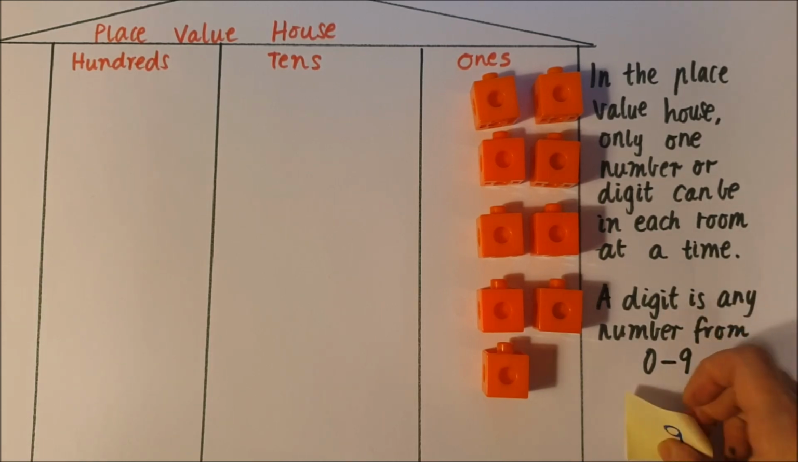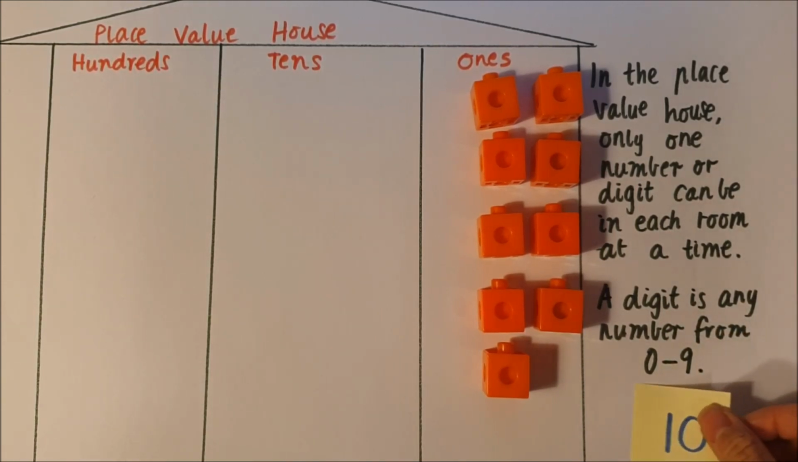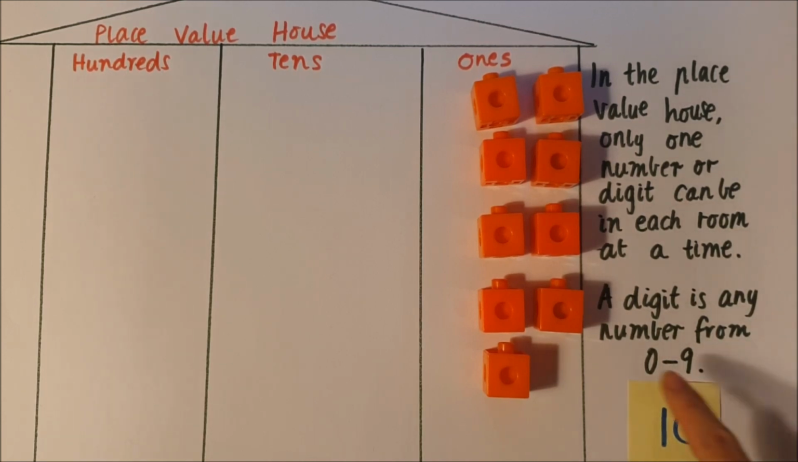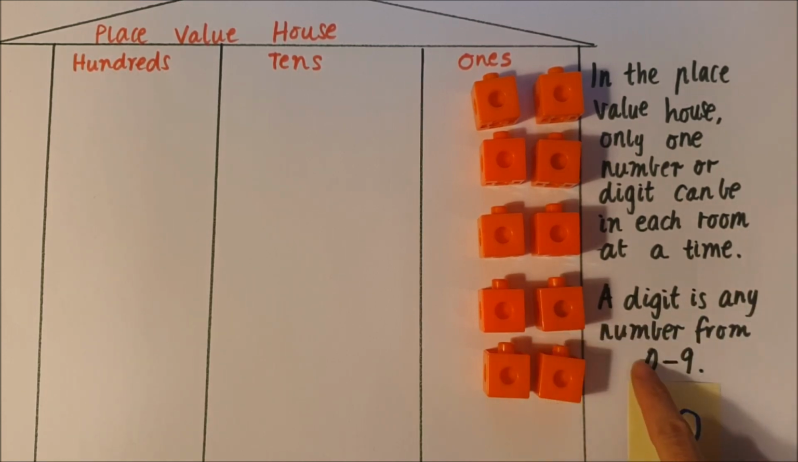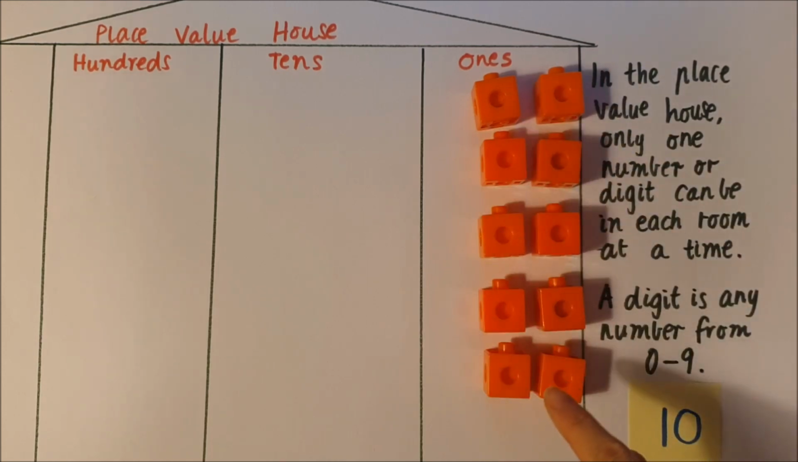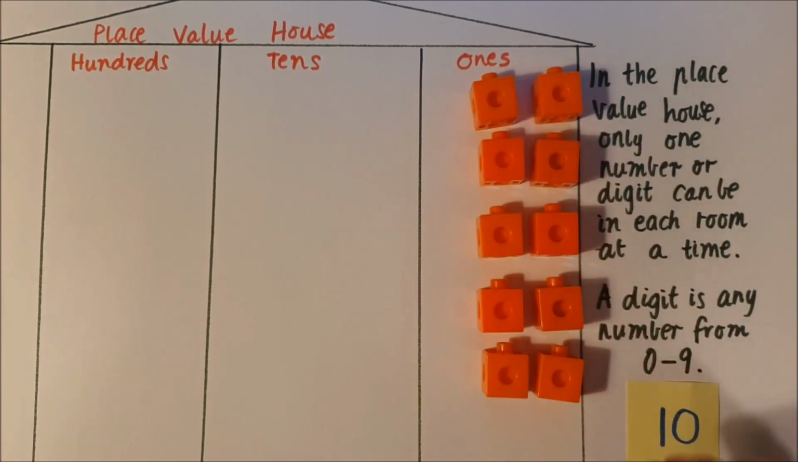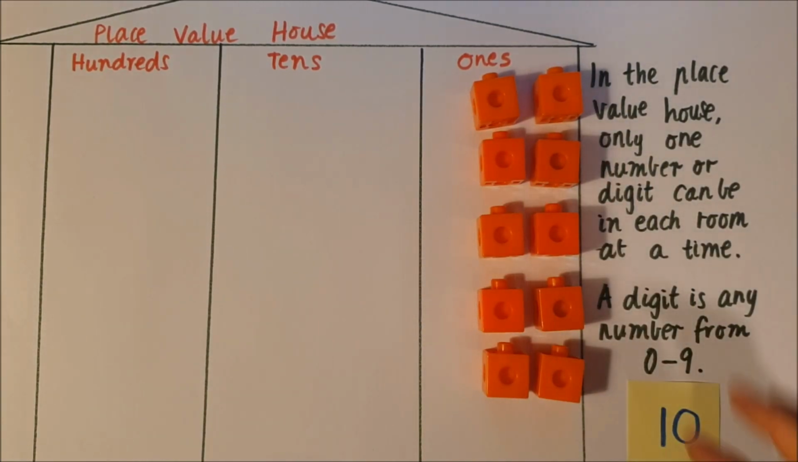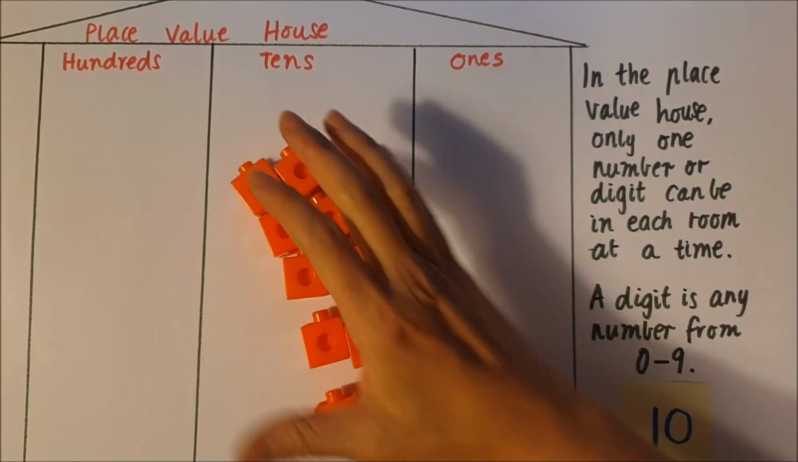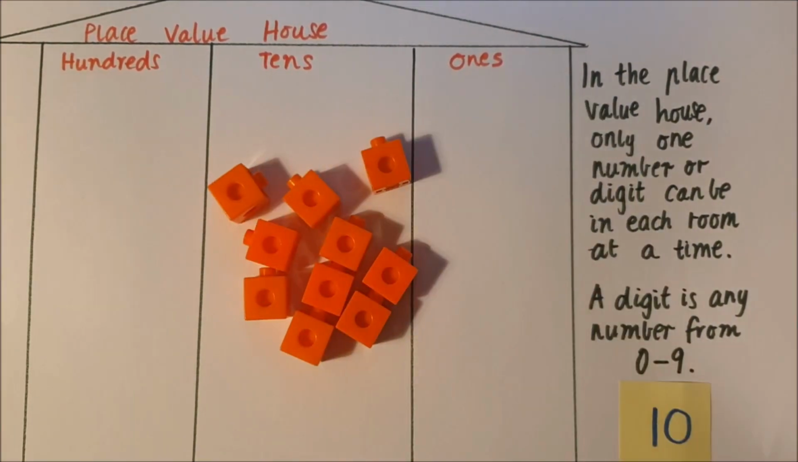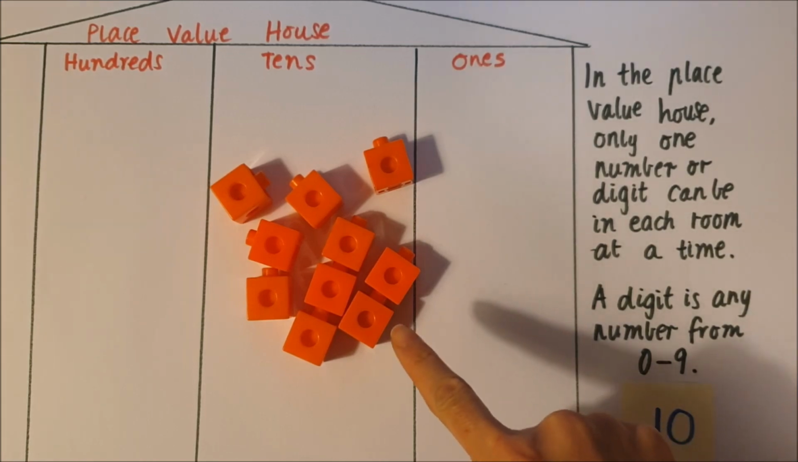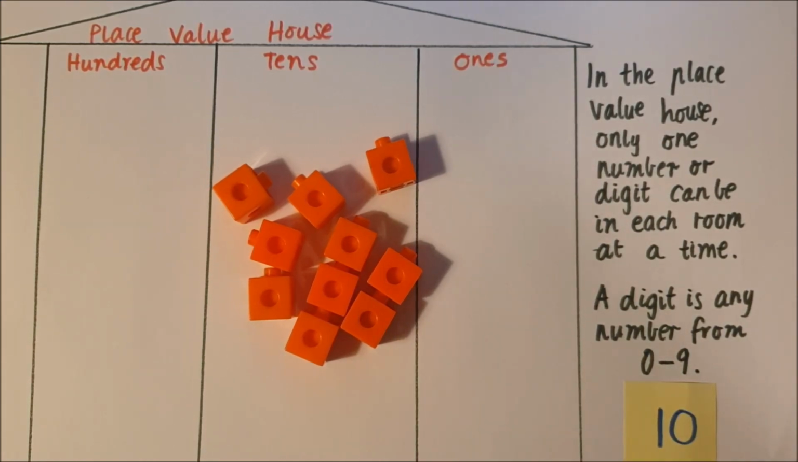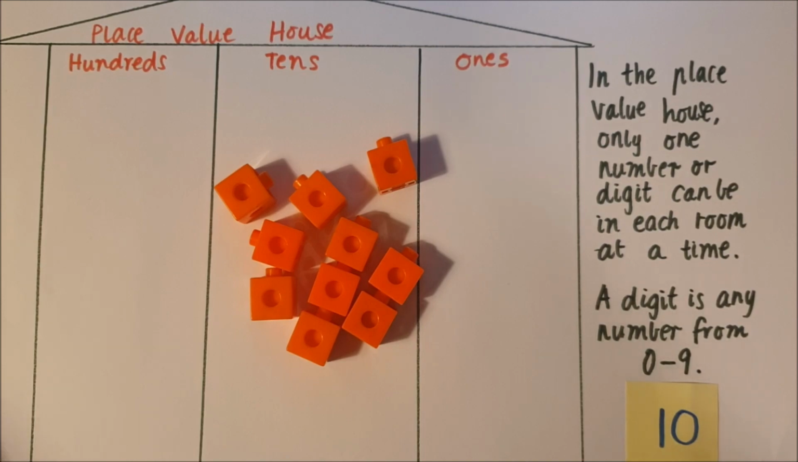Now, what if I had the number 10? Is that still between 0 and 9? It is 1 more than 9. That means these blocks can no longer be in the ones room, and we have to move them all over to the tens room. Now, is that really messy and hard to count? I think it could be. So this is what it means to bundle.